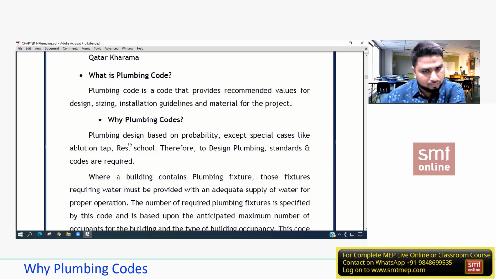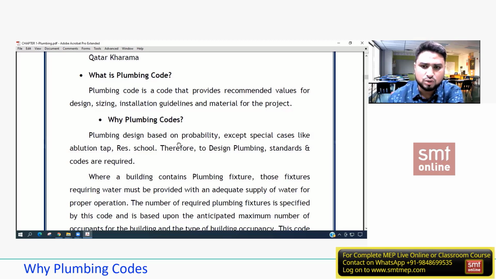Plumbing design is mostly based on probability. As I said, probability is nothing but the chances. I gave you a simple example with a diagram: there is a kid on the previous page trying to collect some water in a container from the laboratory, and behind him is a WC. So there are two fixtures in that particular bathroom, and both cannot be used at once. So we design the pipe keeping in mind that only one fixture will be used at a time. That is probability.